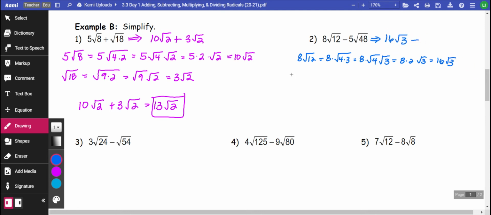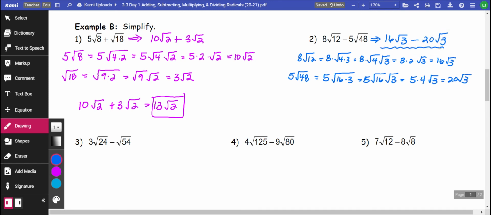All right, now we have 5 root 48. 48 is 16 times 3. Square root of 16 is 4. So I get 20 root 3. Okay, this becomes my new problem. 16 root 3 minus 20 root 3. I get negative 4 root 3.